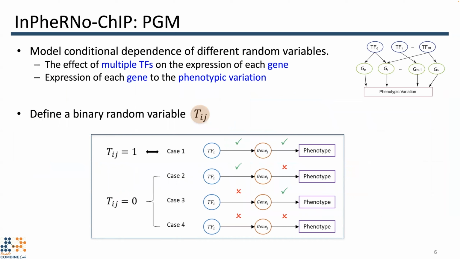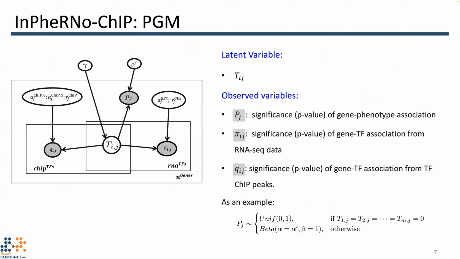The goal of the PGM is to model the biological hypothesis about how each element, expression of the TF, expression of genes, phenotypic variations, influence one another. To design a PGM, we first define a binary random variable Tij for each path in the bipartite graph. Intuitively, if Tij equals 1, it means TF i is regulating gene j, and gene j's expression is associated with variation in the phenotypic labels. On the other hand, if Tij equals 0, it means at least one of those 2 statements is incorrect, which falls within cases 2 to 4 here. The TRN reconstruction problem can then be formulated as obtaining a posterior probability on each Tij.